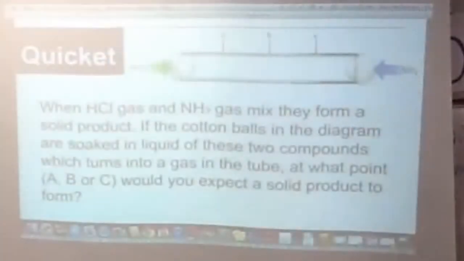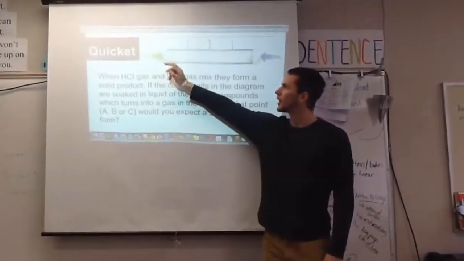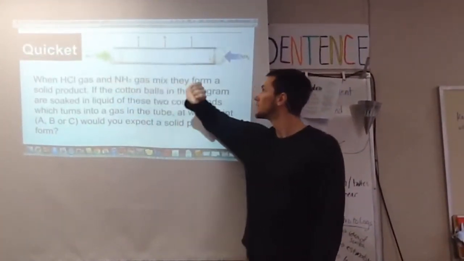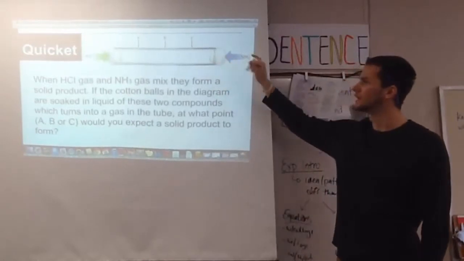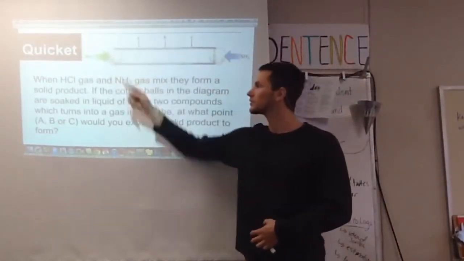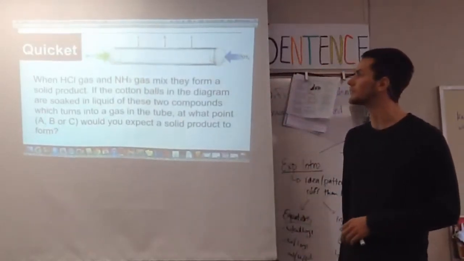Here is a tube with 2 cotton balls on either side. This cotton ball has been soaked in HCl. This cotton ball has been soaked in NH3. This is ammonia and hydrochloric acid. This is what's in your stomach. It makes us break down all that nasty stuff we eat.